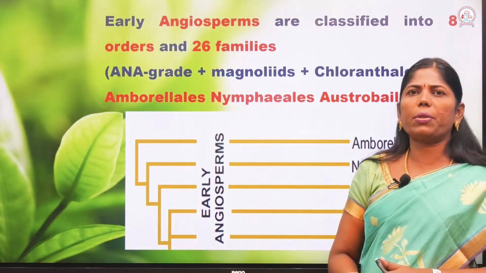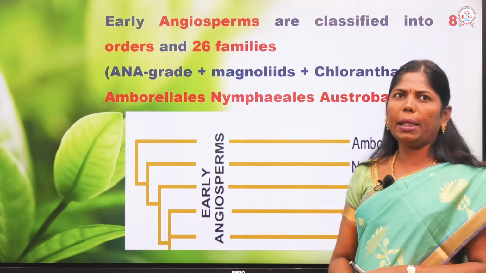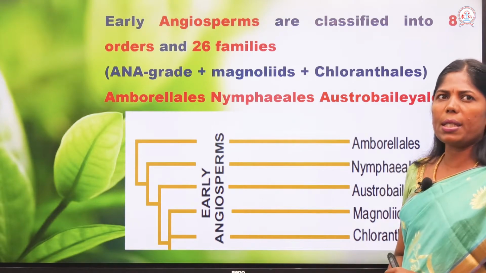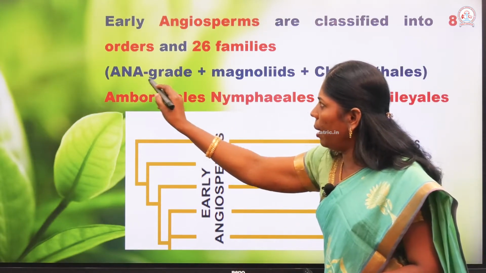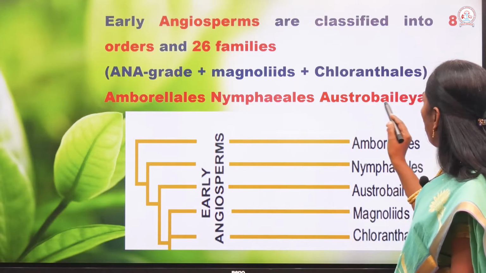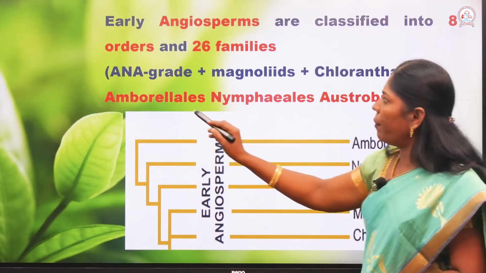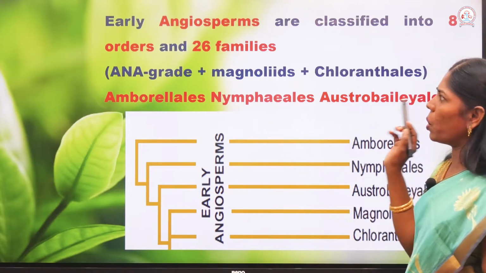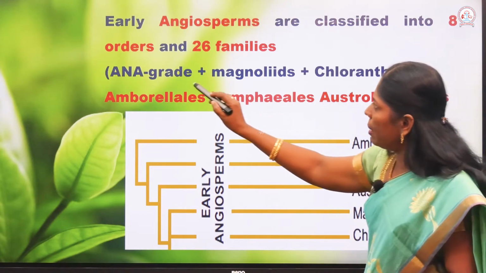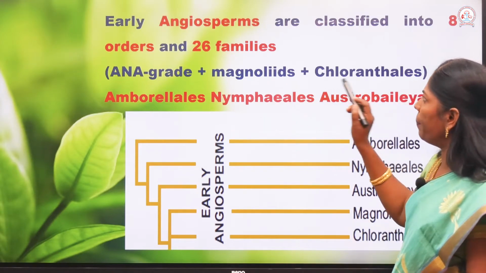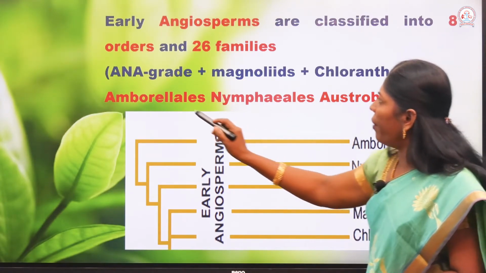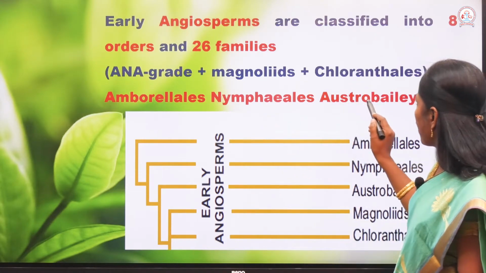So 3 clades. First we are going to see the early angiosperms. Early angiosperms are divided into 8 orders and 26 families. Okay? So what is ANA? Here it is Amborellales, Nymphaeales, and Austrobaileyales, these are all the orders. Then the grade, magnoliids, and Chloranthales, okay. All this together is what we call angiosperms. So the orders are Amborellales, Nymphaeales, Austrobaileyales.